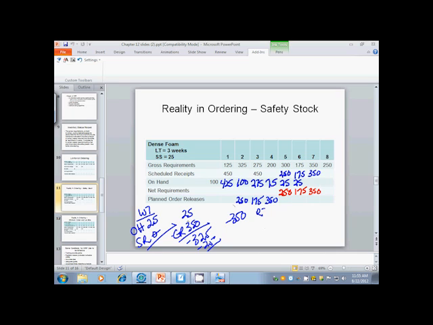So let's redo our math for week 7 now. In week 7, we had on hand at the end of week 6, 25 units, and we have a scheduled receipt of 350 units. That gives us 375 units. Subtracting out our gross requirements, what we plan on using, is 350 units, which leaves us 25 units. Is that okay for our safety stock? It covers our safety stock. Our safety stock is 25 units. So at the end of week 7, we will have 25 units.